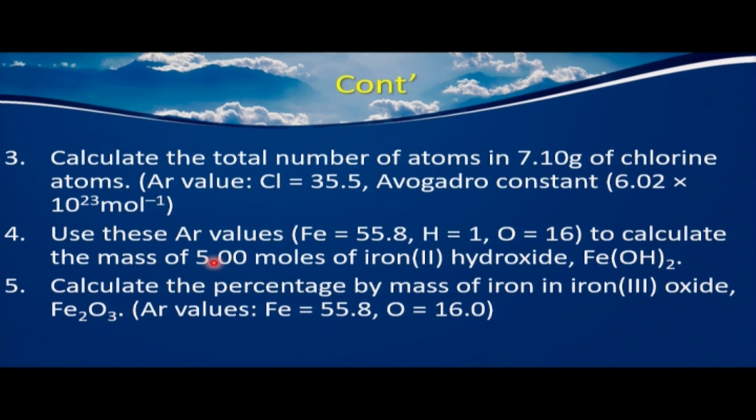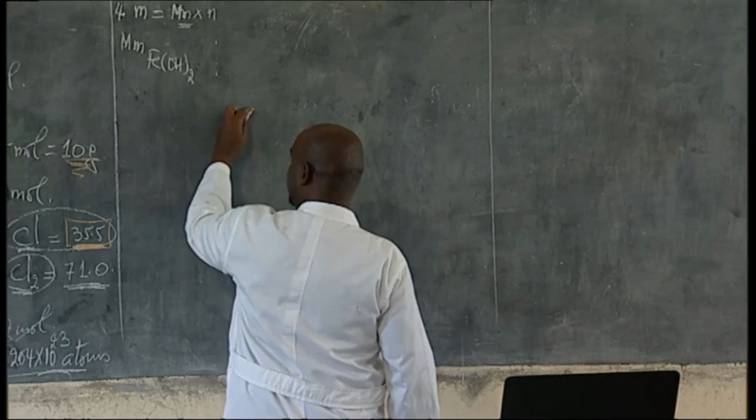Do we have molar mass? For the compound we have here, iron 2 hydroxide, we don't have its molar mass. But of course, we can calculate it if we use the molar masses. AR here means the average masses, okay? The relative atomic mass, the one we read on the periodic table. So how do we get the molar mass of iron 2 hydroxide?